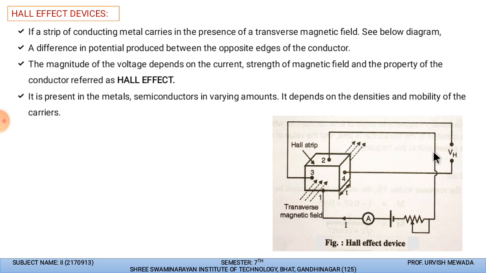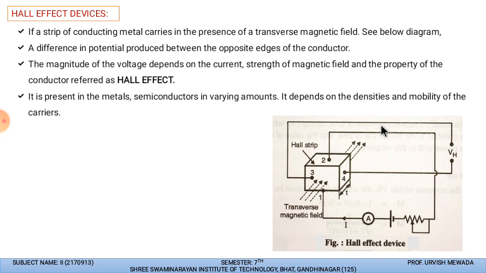So that will be nothing but the Hall voltage. This is called the Hall effect. It is present in metals and semiconductors in varying amounts. It depends on the densities and the mobility of the carriers.